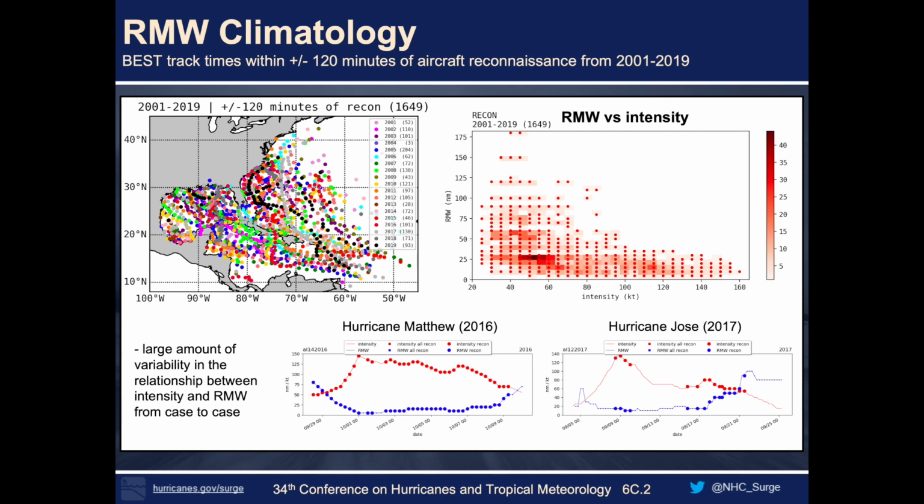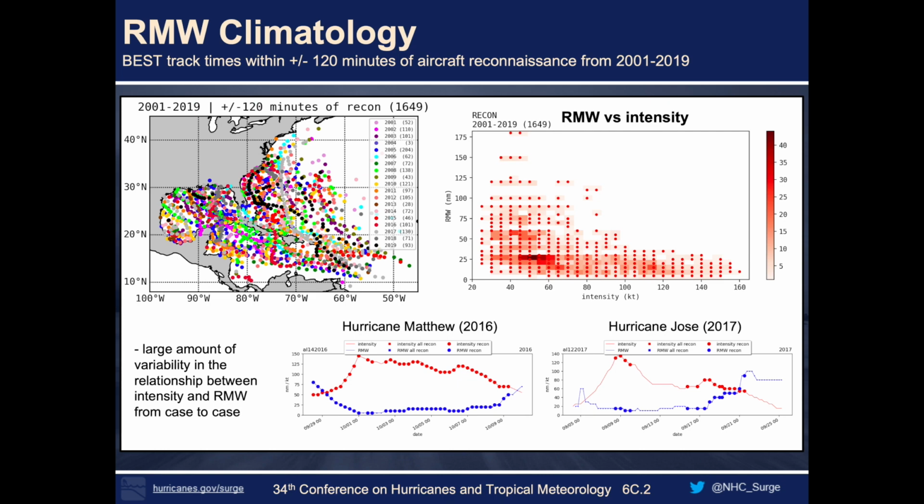The data we used to derive these regression equations came from 20 years' worth of best track files going back to 2001. And because RMW doesn't receive the same level of quality control as some of the other parameters in the best track, we only looked at best track times that were within 120 minutes of aircraft reconnaissance, with the idea being that those data would be a little more trustworthy compared to other times when we didn't have recon available. The resulting relationship between RMW and intensity is shown in the top right panel.